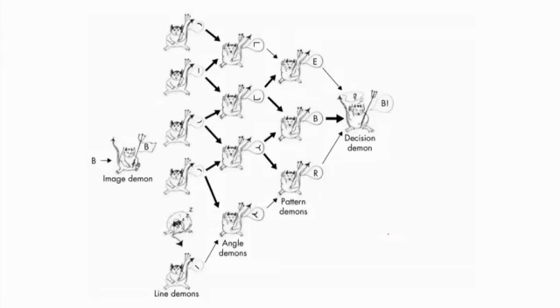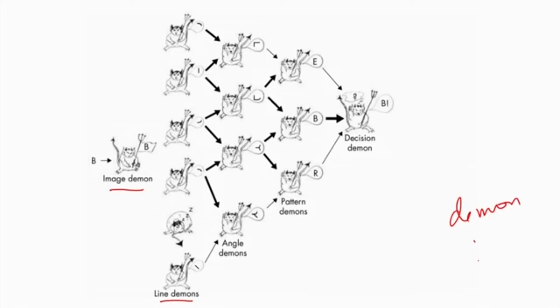A good example is to look at it. This is the B image daemon. If you look here, there are several other daemons which represent the various lines which are there, and those daemons which represent the features of B will shout the most, and those which do not represent features of B will not shout. And then there are angle daemons. So, we have the image daemon and the angle daemon.